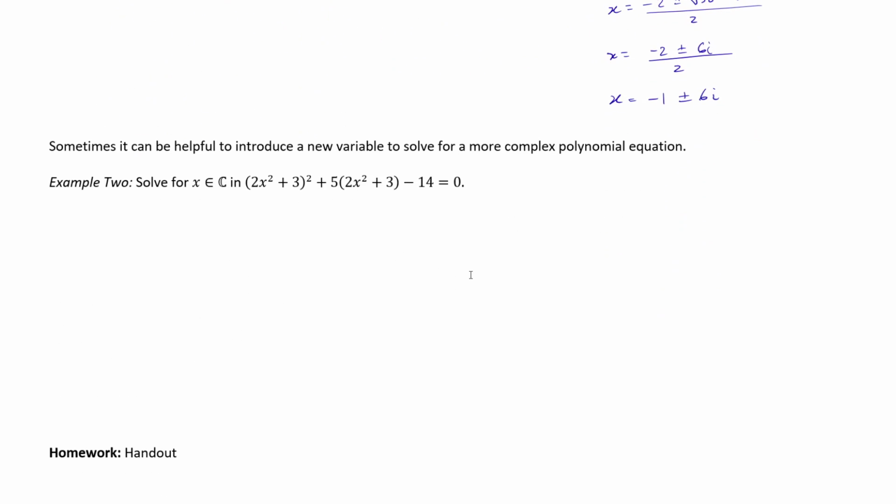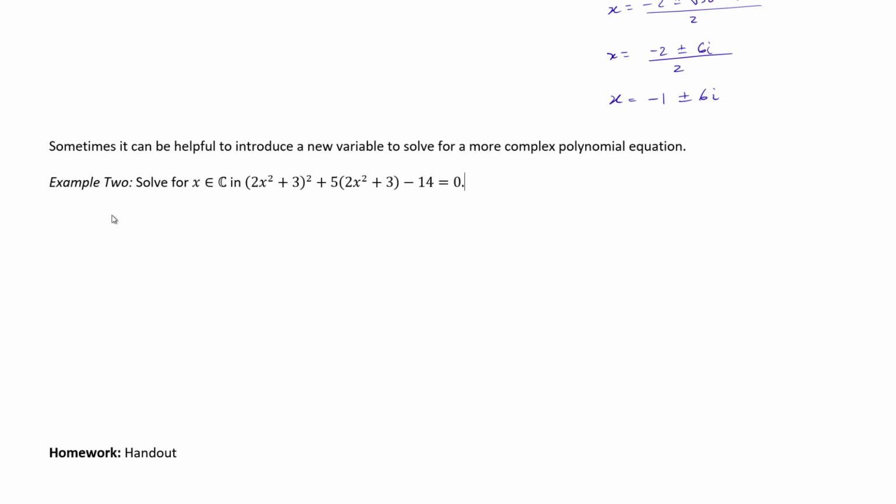Okay, here's the next little thing, a quick little trick. Sometimes it can be helpful to introduce a new variable to solve a more complex polynomial equation. Well, this looks like a beast, right? You've got 2x squared plus 3, then that squared, plus 5 times 2x squared plus 3, minus 14. All right, so let's just simplify this. We need to find all the possible values of x.